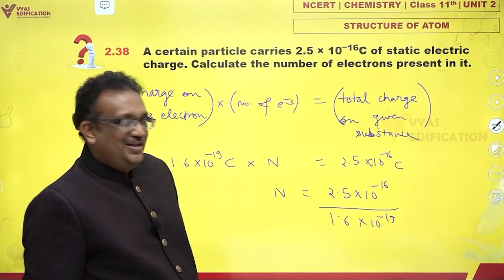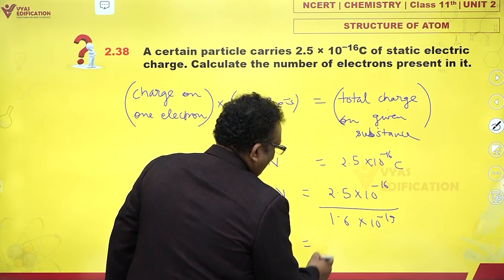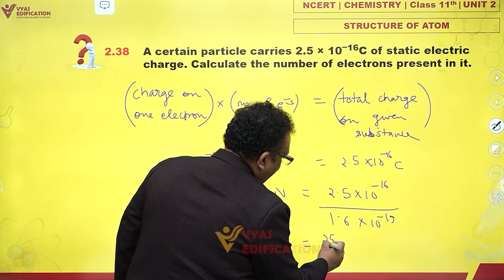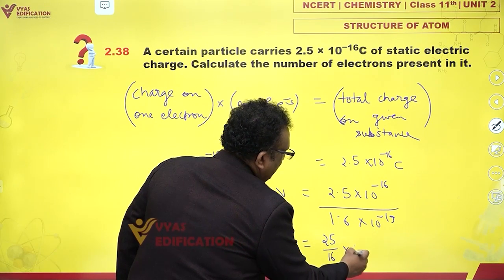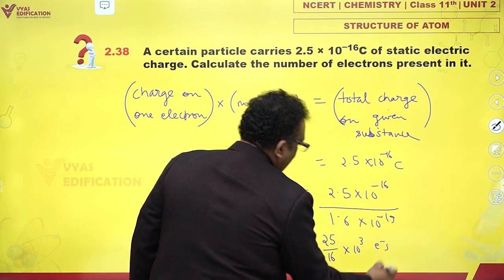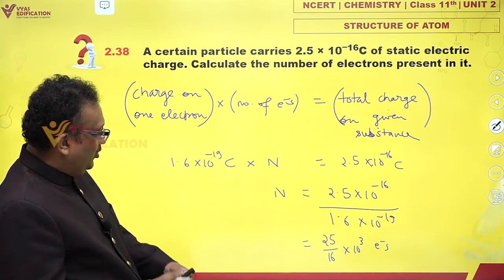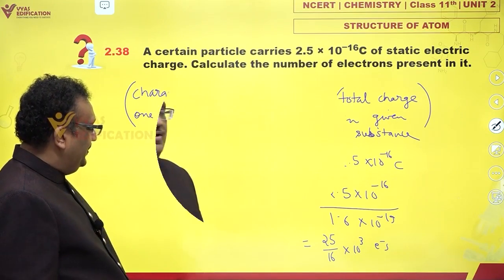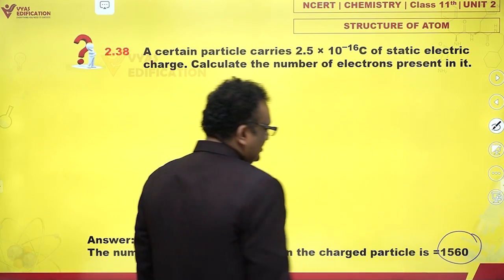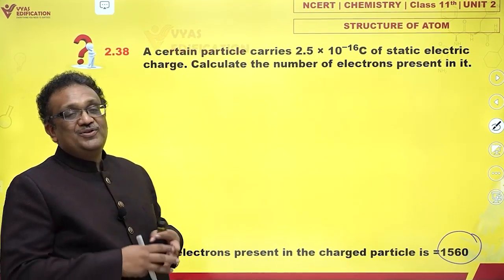How fascinating is that? This is 25 by 16, God bless us, into 10 raised to 3 electrons. I guess we could always be able to divide them. Yeah. So once we divide it, we get the right number, and this comes out to be 1560. These many electrons are present?